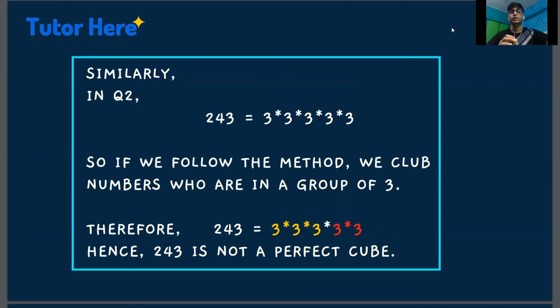Similarly, in question 2, 243 is 3 into 3 into 3 into 3 into 3, which is 3 multiplied 5 times. Hence, we cannot form a group of 3. Therefore, 243 is not a perfect cube.